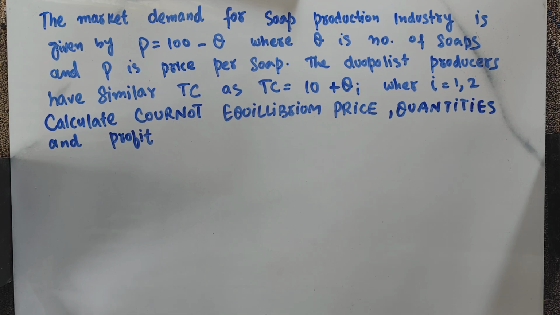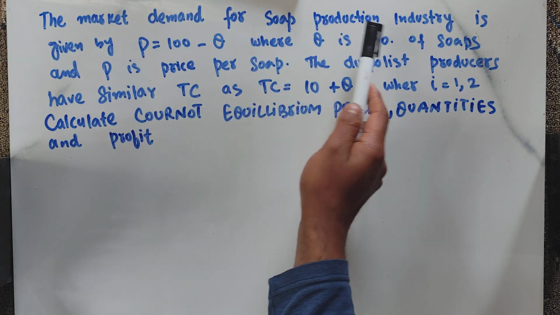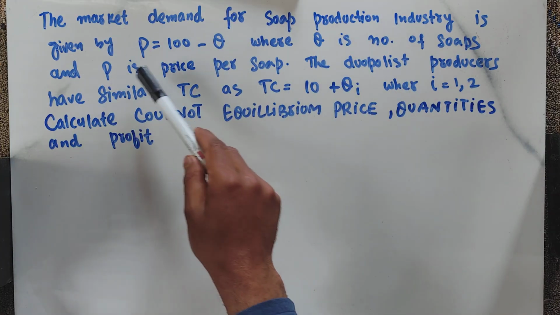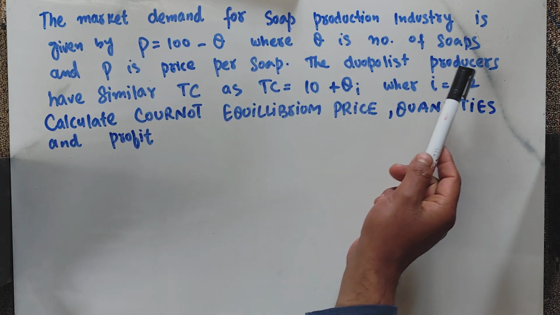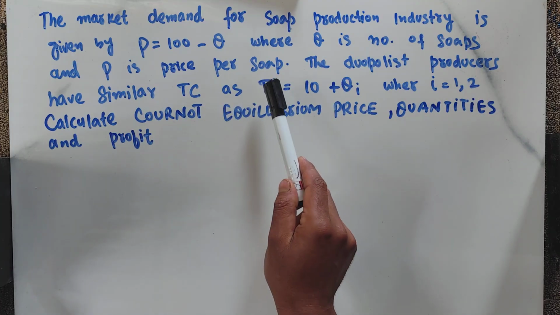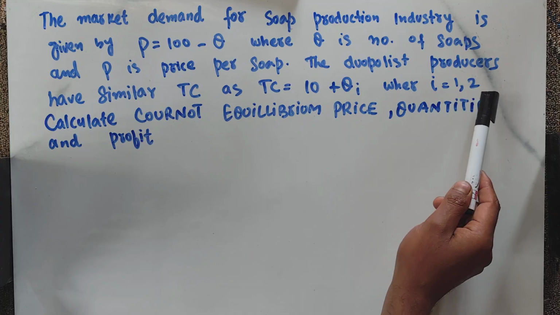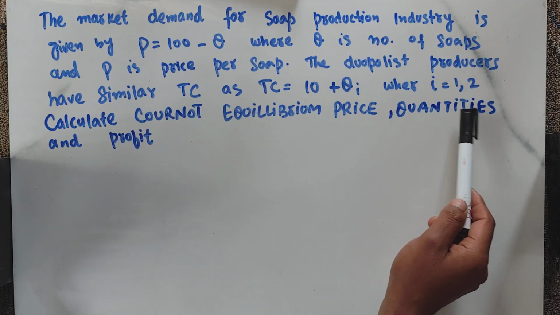Let us solve a question that was asked by a person, Mimi Menzonema, on the Math Econ Lab YouTube community post. The question is: the market demand for the soap production industry is given by P = 100 − Q, where Q is the number of soaps and P is the price per soap. The duopolist producers have similar total cost, that is, total cost = 10 + Qi, where i = 1, 2. Calculate the Cournot equilibrium price, quantities and profit.